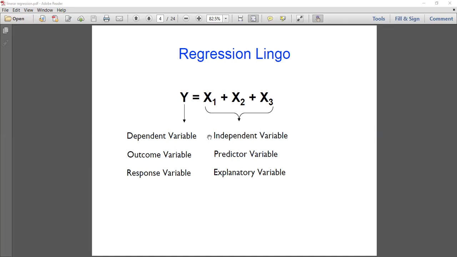So which of the two is a dependent variable between advertising and sales? Which of the two is dependent on the other? So our sales depend on advertising. So our sales will be our dependent variable. Advertising will be the independent variable, the predictor.